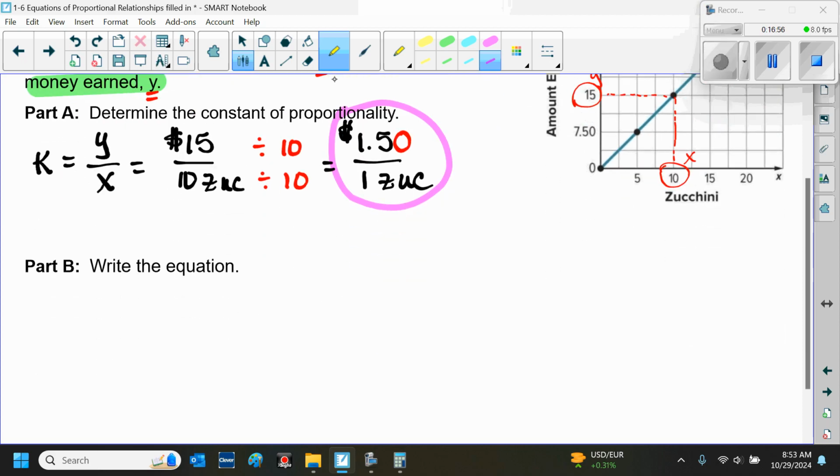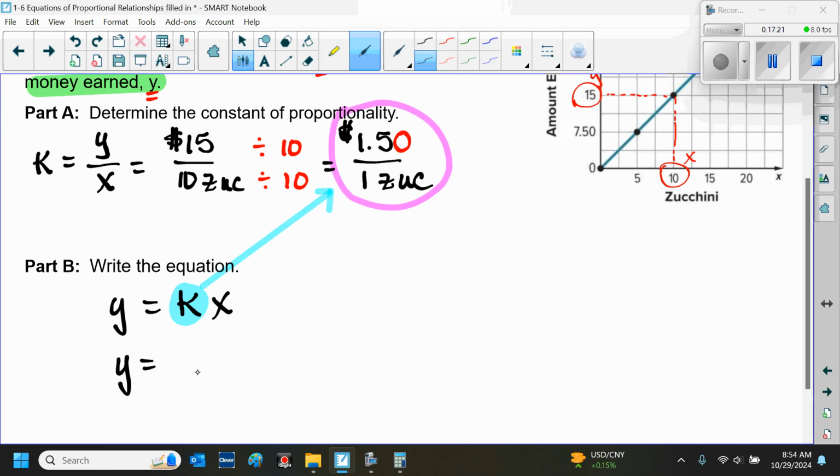So when we write the equation, again, y is equal to kx, where k is the constant of proportionality. That 1.5 goes in here. Now, when I write it in the equation, I don't have to write $1.50, okay? You can go ahead and write y is equal to 1.5x, and there's your equation.